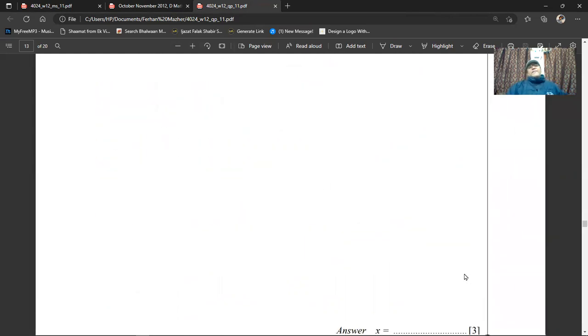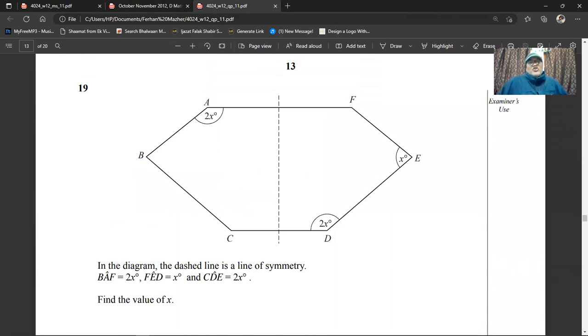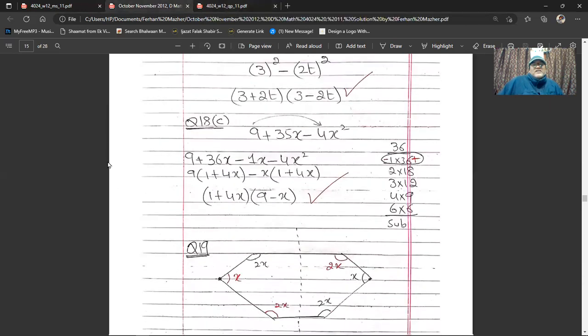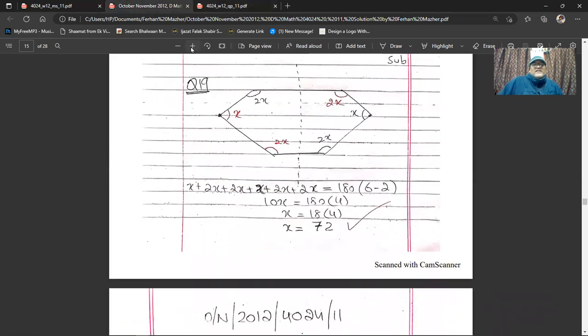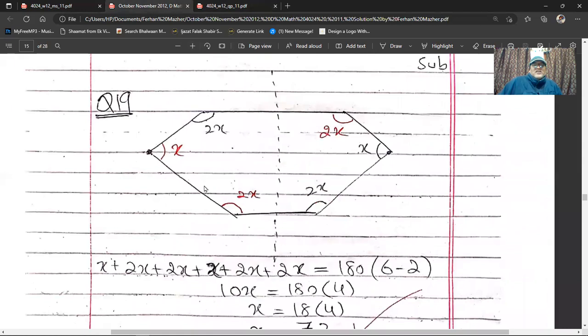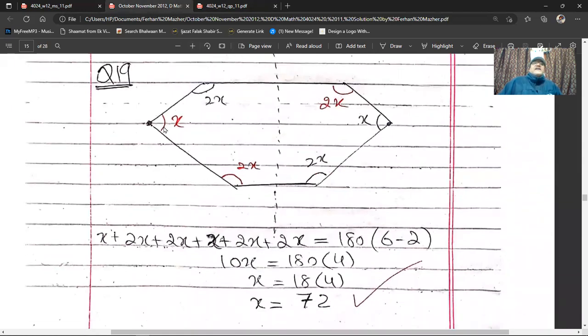Okay, so this is a 3 marks question. It's a hexagon. Hexagon means a 6-sided figure. So this is 2x, 2x, x, 2x, 2x, x. I will add these 6 angles. That will be equal to the sum of the internal angles of the hexagon. Finding the value of x is very simple in this question. This angle is x, this is x, this is 2x, this is 2x, this is 2x, this is 2x. If I add these 6 angles, the sum will be equal to the sum of the internal angles of the hexagon.